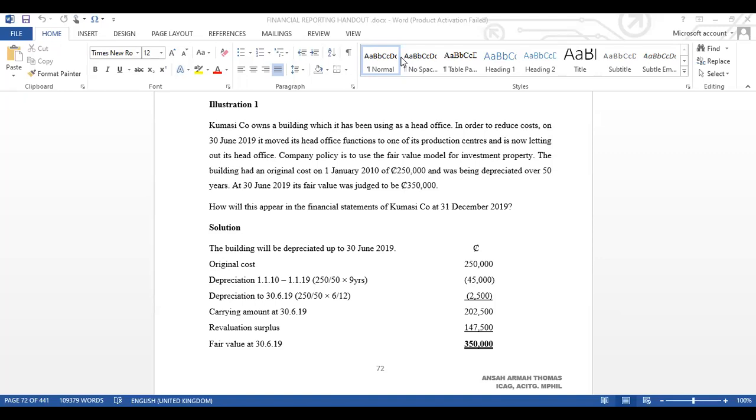Look at the basis of this illustration. You see that Kumasi company owns a building which it has been using as its head office. So if he is using it, what standard applies? If the person is using it, what standard is that?